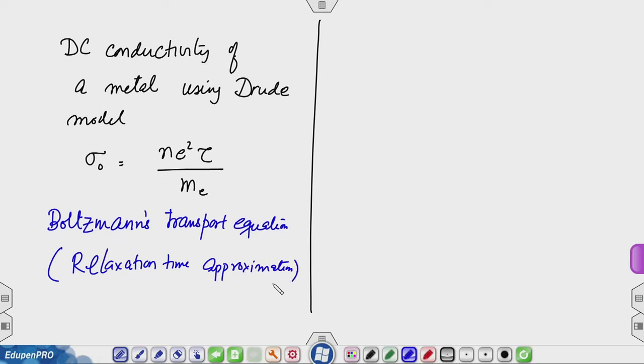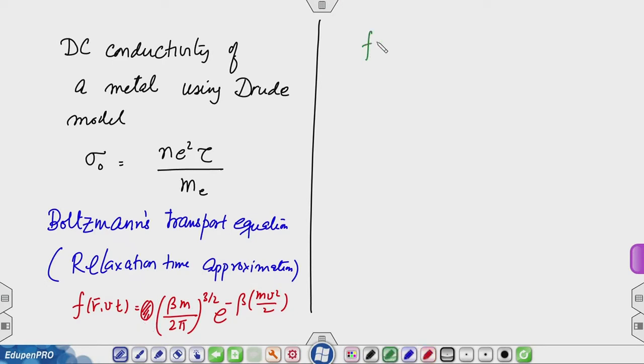I just want to make one correction. Yesterday, I took f(r, v, t) for the Maxwell-Boltzmann distribution to be (beta m over 2 pi) raised to 3 by 2 e raised to minus beta m v square by 2. What I forgot here was to put the density out here. So, n should actually be there. So, I have f(r, v, t) equals n, the number density of electrons, times (beta m over 2 pi) raised to 3 by 2 e raised to minus beta m v square by 2.